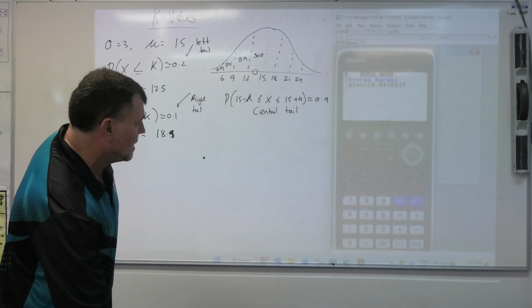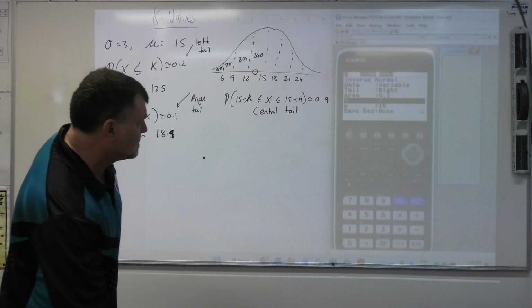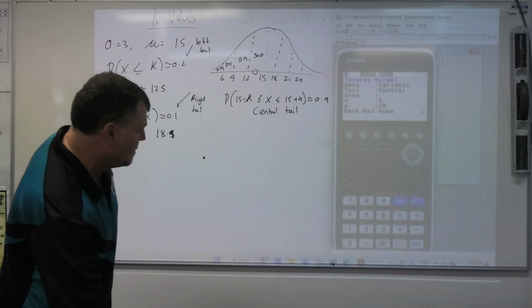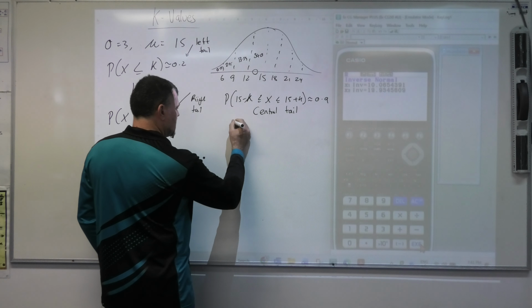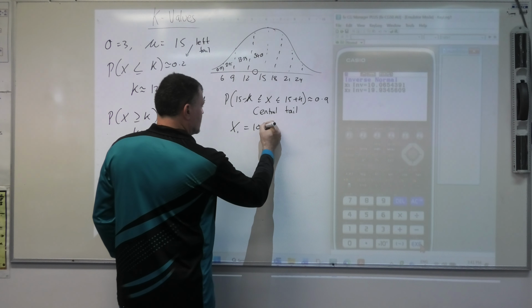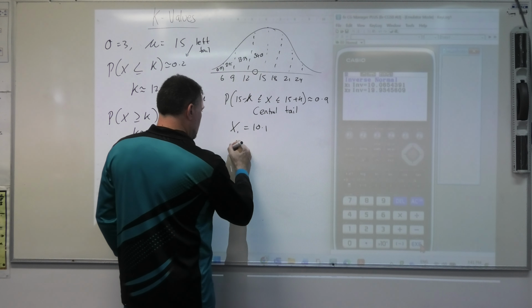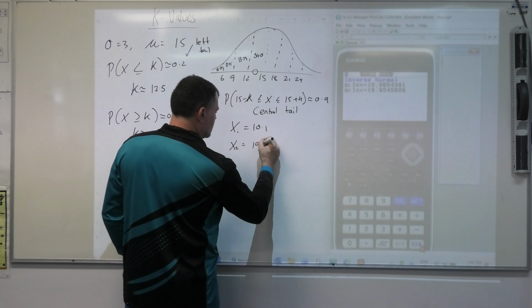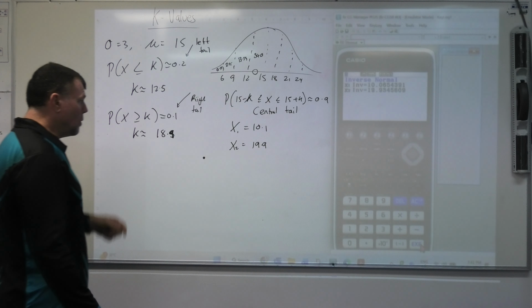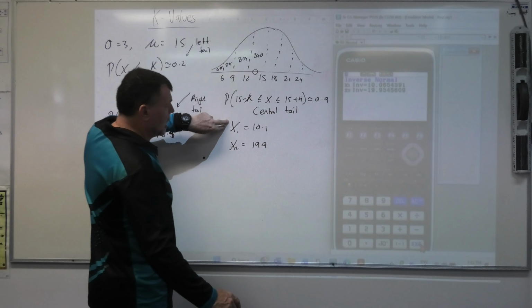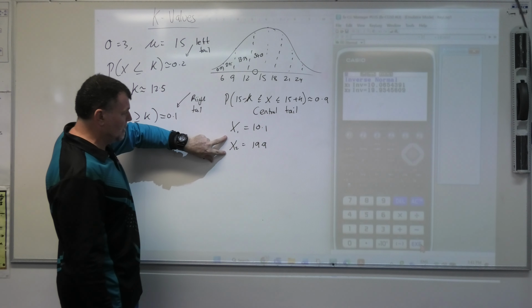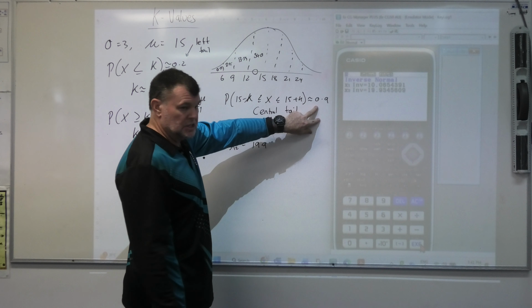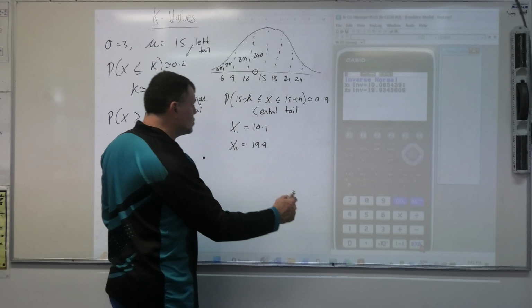So if we go back to your calculator, this time we're going to go up to central, click central, change our area to 0.9, and then when we press enter, we should get two results. What this tells us is x1 is equal to 10.1 and x2 is equal to 19.9. So we can equate the lower part of the value with the lower end of your distribution, or the higher part of your value to the higher part of your distribution. In each case, you should get the same answer.